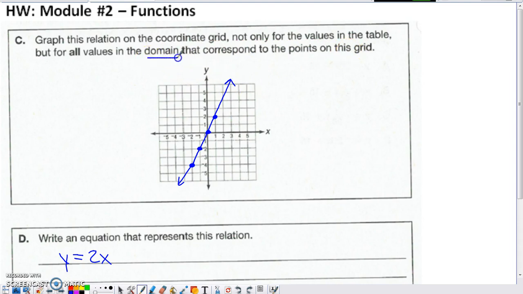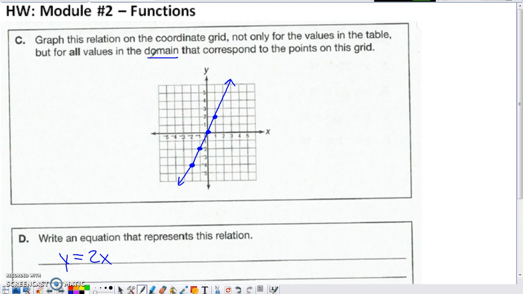So domain would be the x values, right? So we want to show a relation that's graphed for all of the x values that are represented in the coordinate plane here. Now, if we take our points from the table, negative 2, negative 4, negative 1, negative 2, 0, 0, and 1, 2, we don't just want to represent those points on this graph. We want all points to be represented. So whenever we start with a table and we build the graph from it, we plot the points in the coordinate plane, but then we connect them to make sure we include all values of x that we want to show, right? So we end up with that line.